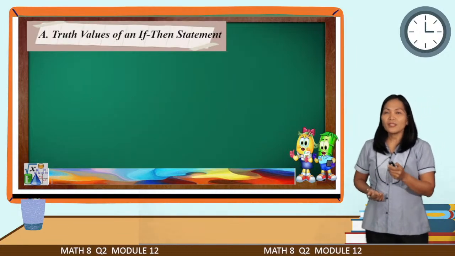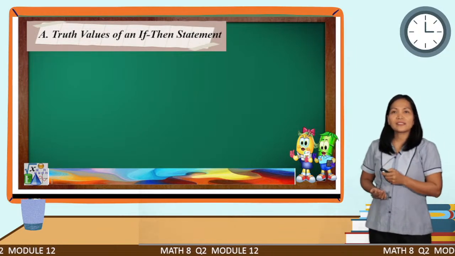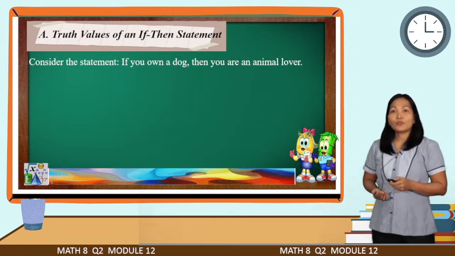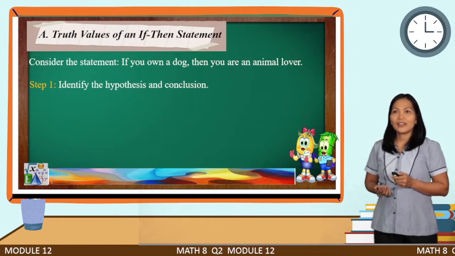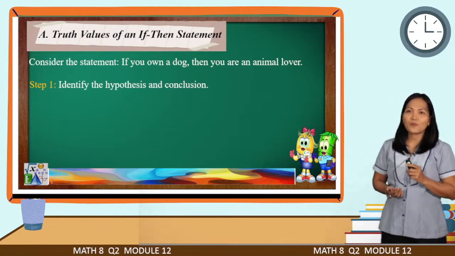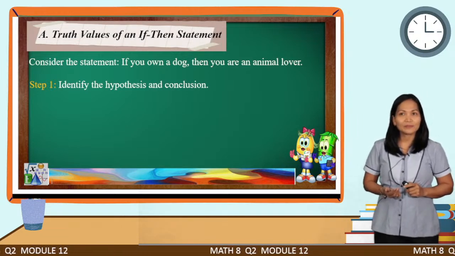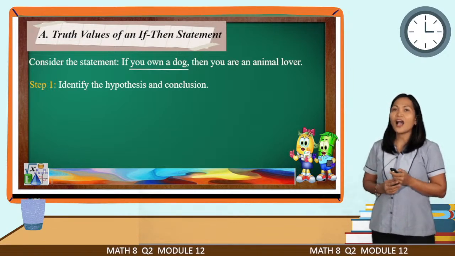Now, let us have the truth tables of an if-then statement. Let us consider the statement, if you own a dog, then you are an animal lover. Okay, let's have step 1. Let us identify the hypothesis and conclusion. So what's the hypothesis? Yes, you're correct. You own a dog. How about the conclusion?